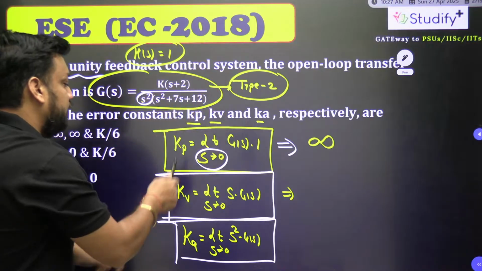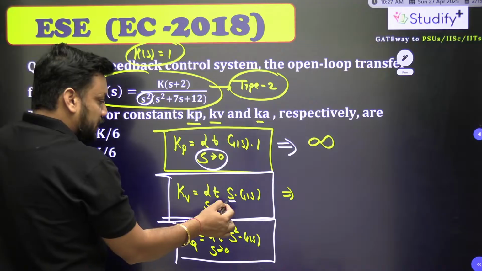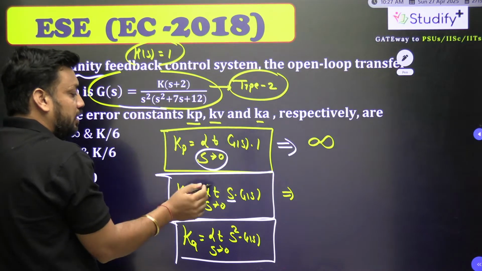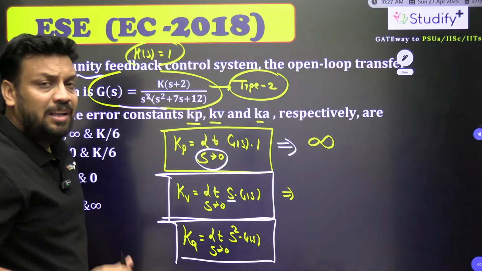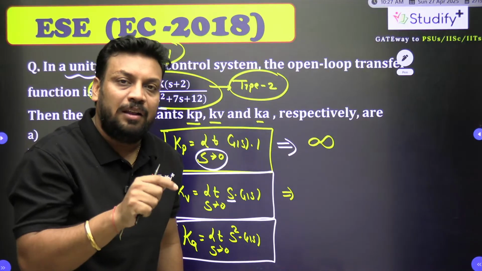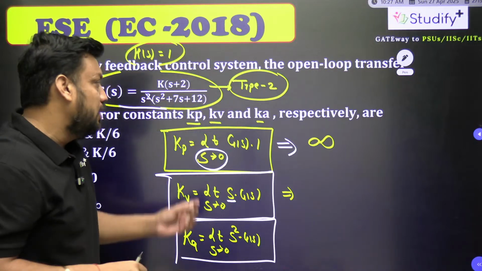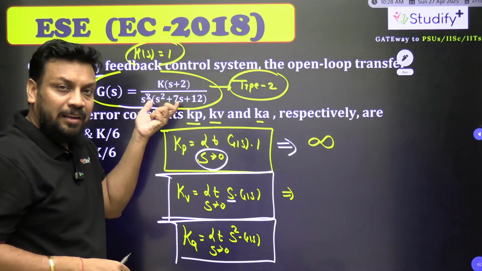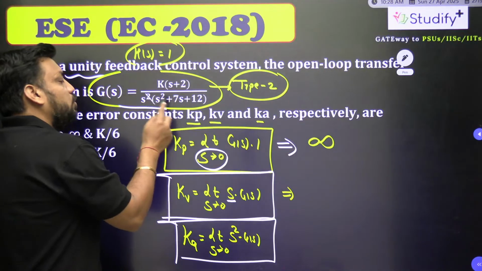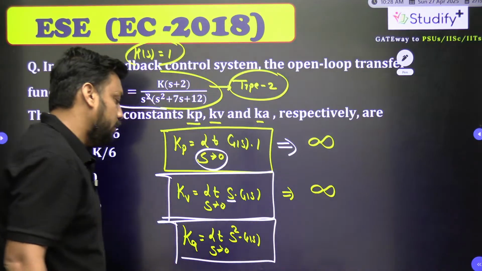So what is Kv? Limit S tends to 0, S into G of S. This is the entire G of S. So don't you think this 1 S and the S square in the denominator, 1 S will get cancelled, but still 1 S will be left in the denominator, and that will make the denominator term dominate. So S dominates here, because in the denominator there is one open loop pole at origin. So 0 into something upon 0 will again make it infinity only.